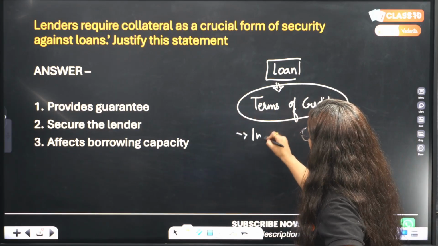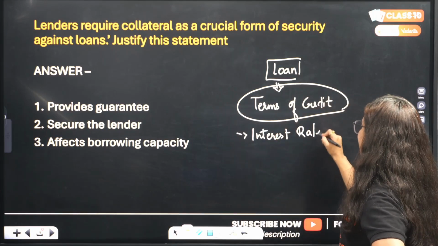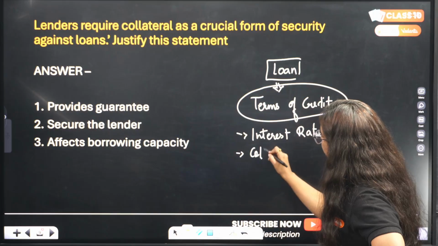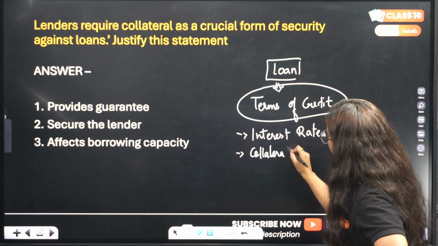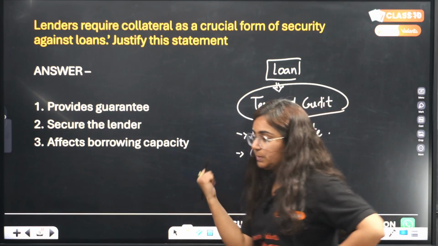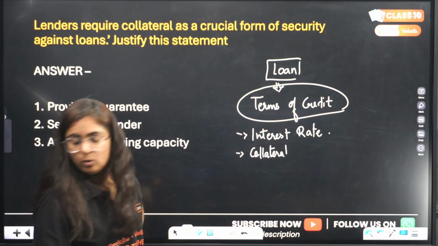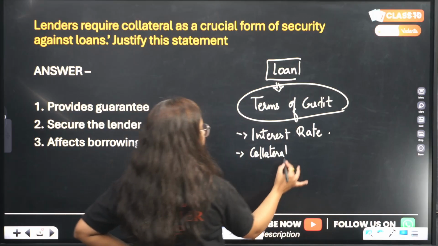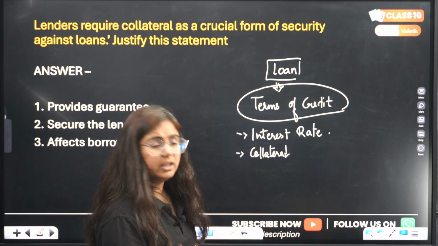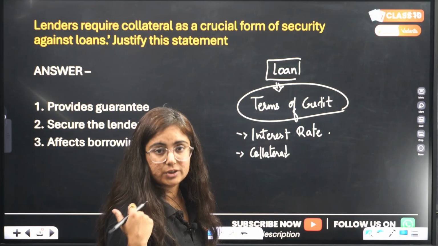What are the terms of credit? First of all, you need to pay the interest rate. Free में थोड़ी ना कोई loan देता है. So you need to pay the interest rate. The next thing is you need to keep something as collateral. Now what is collateral? An asset. It can be your property paper, your house paper, your car, your gold, or something like that. You need to keep some asset with the lender who is giving you the loan, so that it can act as a guarantee, as a security.